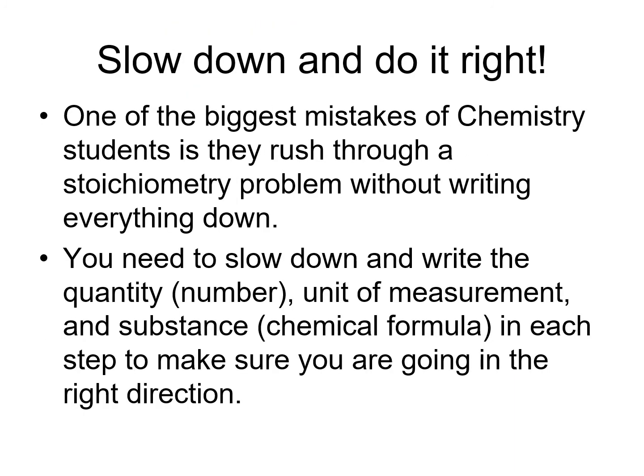One of the biggest mistakes that I see chemistry students make is they rush through these problems and they don't write everything down. Please slow down. Slow down and write it down to get it right. In every box, write a number, a unit of measurement, and the substance. Then you can follow along as you go with cancellations of the units and the substances to make sure that you're on the right track.